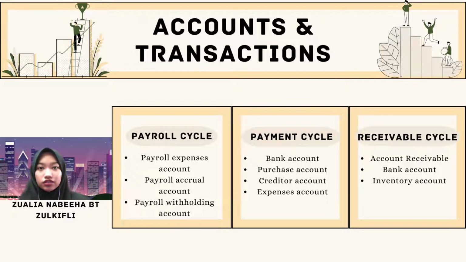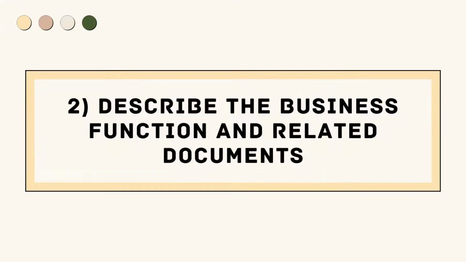Relevant accounts and transactions involved in the inventory and warehousing cycle are, for the payroll cycle, the payroll expenses account, payroll accrual account, and payroll withholding account. For the payment cycle, bank account, purchase account, creditor account, and expenses account. The last one is the receivable cycle. They have accounts receivable, bank account, and inventory account.